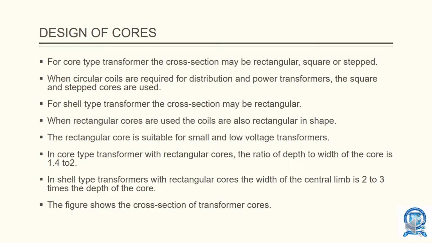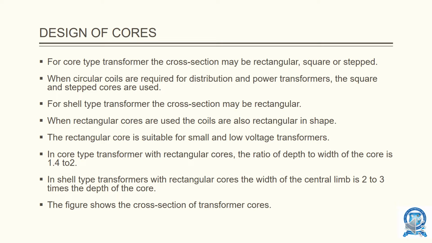For a shell type transformer the cross section may be rectangular. When rectangular cores are used, the coils are also rectangular in shape. The rectangular core is suitable for small and low voltage transformers. For higher ratings we usually go for a stepped type core. In a core type transformer with rectangular cores, the ratio of depth to width of the core is 1.4 to 2. In a shell type transformer, the rectangular core has a width of central limb of 2 to 3 times the depth of the core.